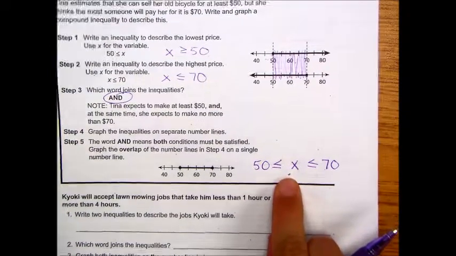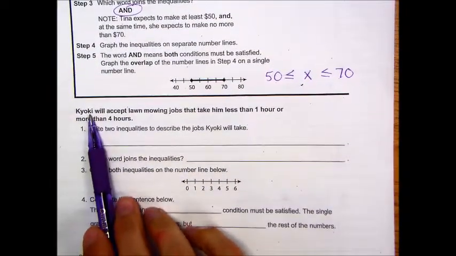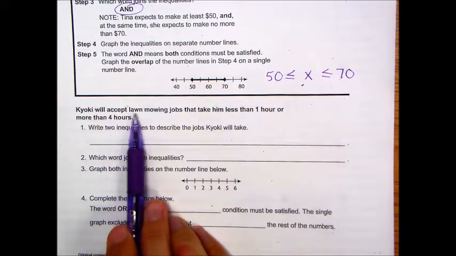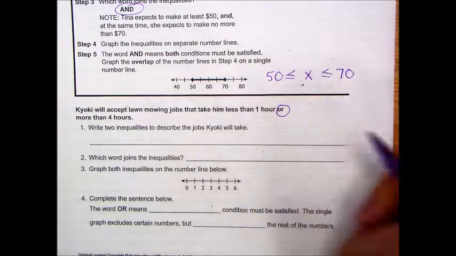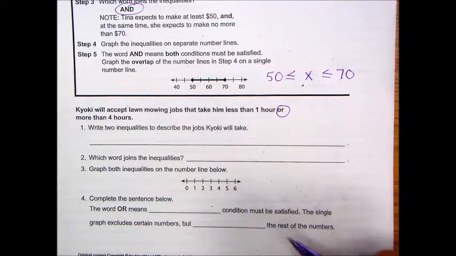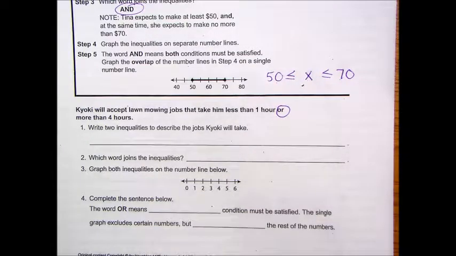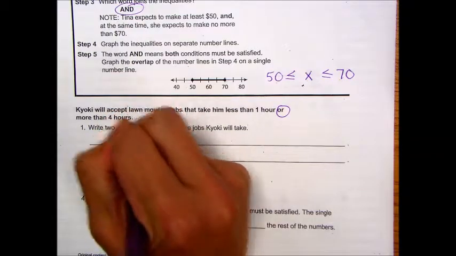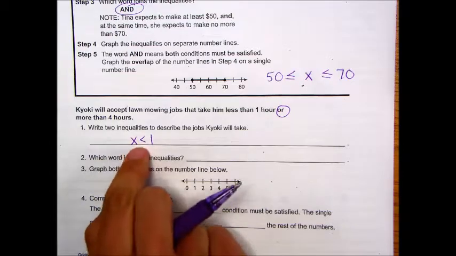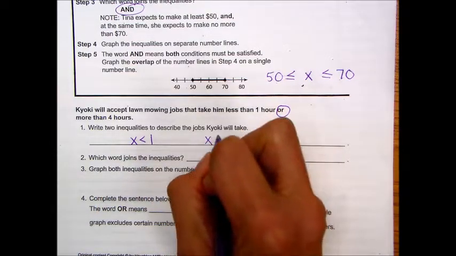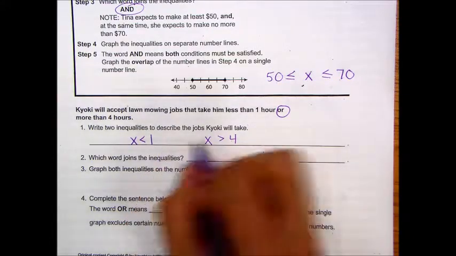So then when we take a look at what the alternate or situation would look like, this is the example we're given. Kiyoki will accept lawn mowing jobs that take him less than 1 hour or more than 4 hours. So if we were going to write this situation, there won't be an overlap like we saw with the bicycle problem up here, because there is no way that you can possibly have a number that meets the condition of being less than 1 and greater than 4 at the same time. You can be one or the other, but you can't meet both of them.